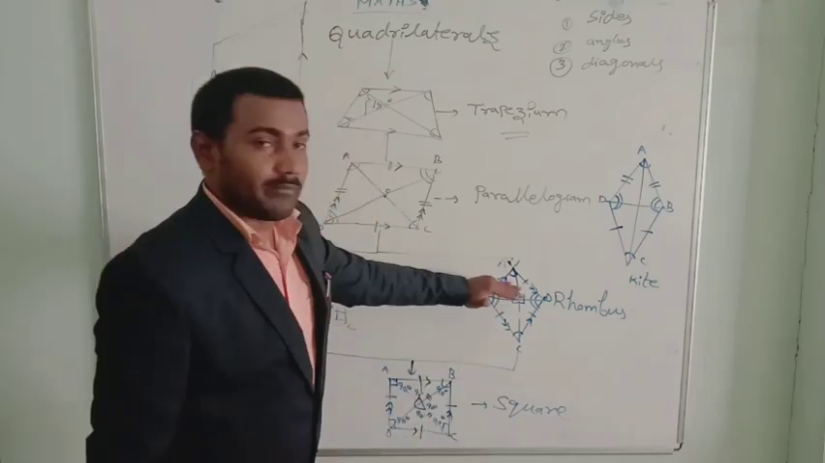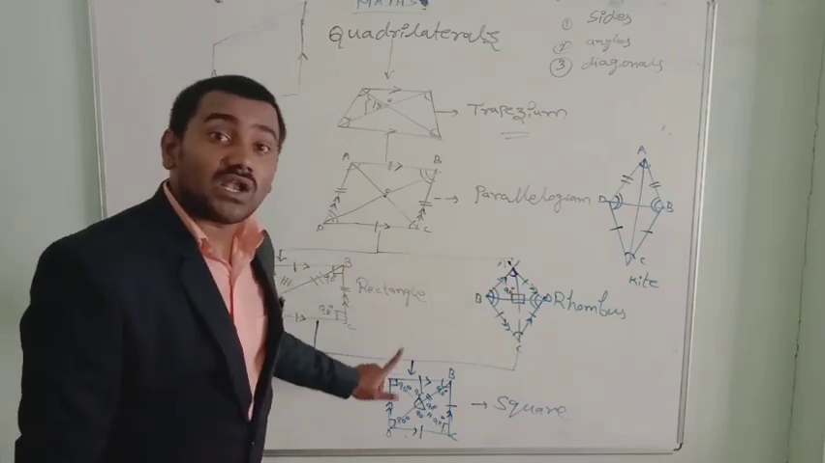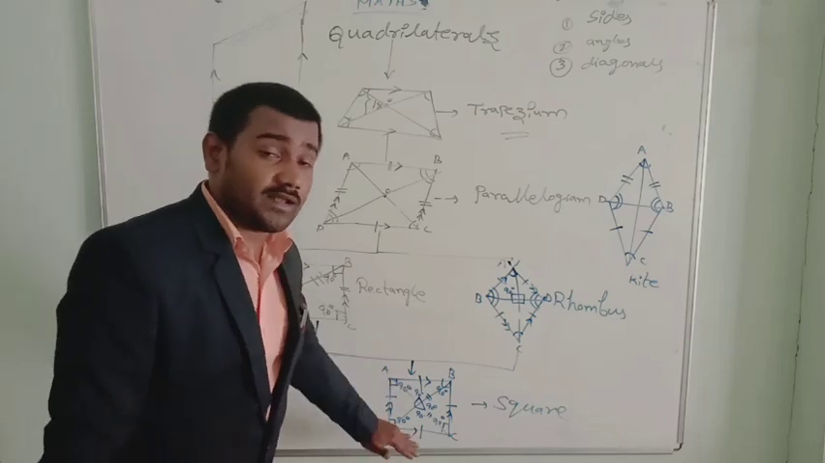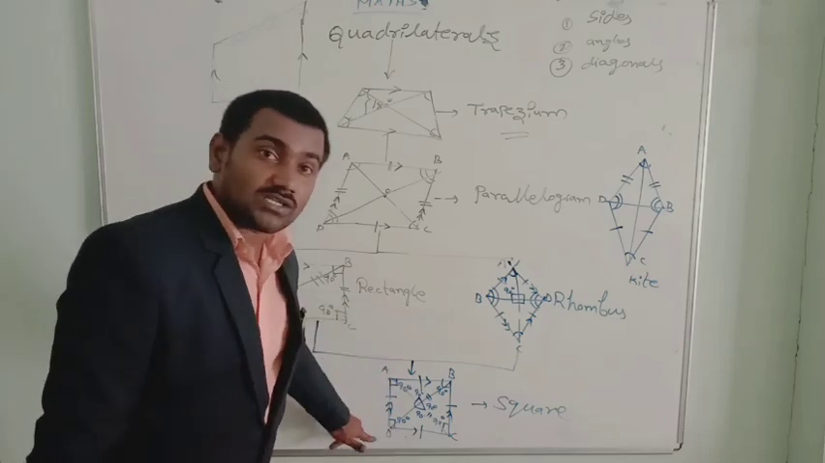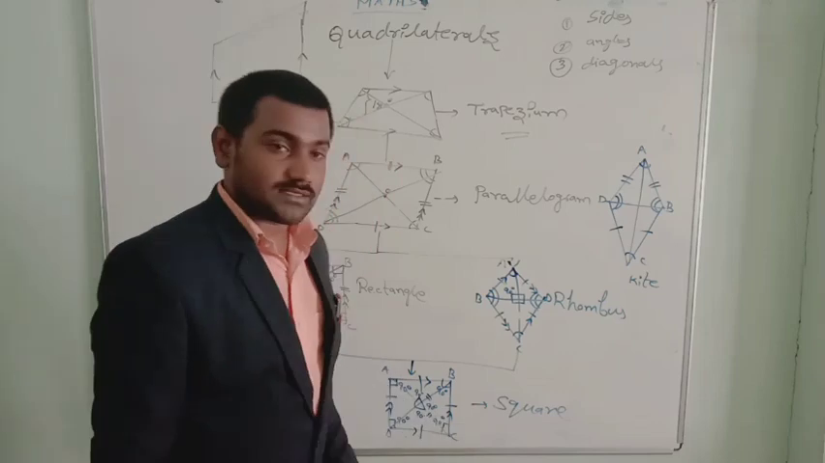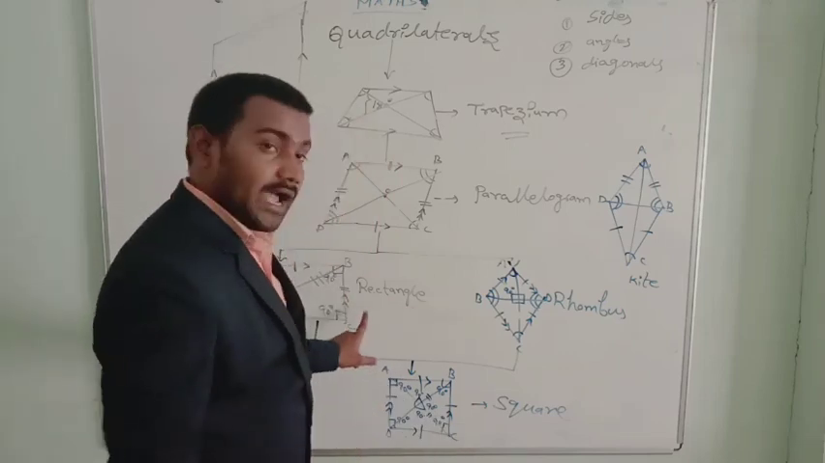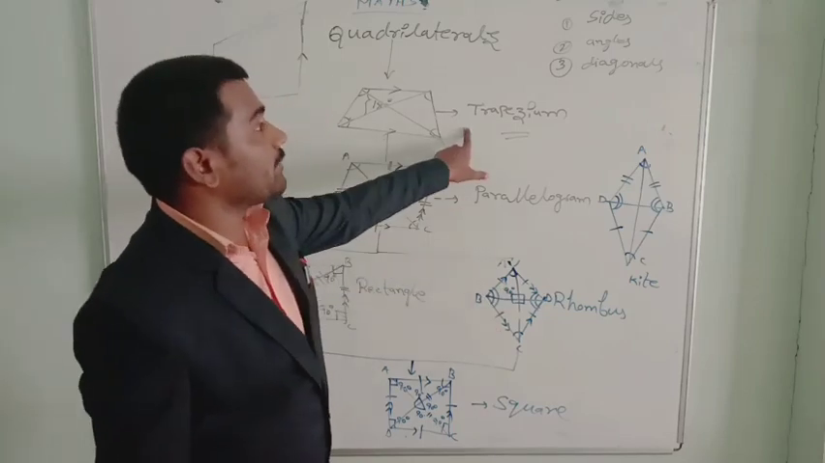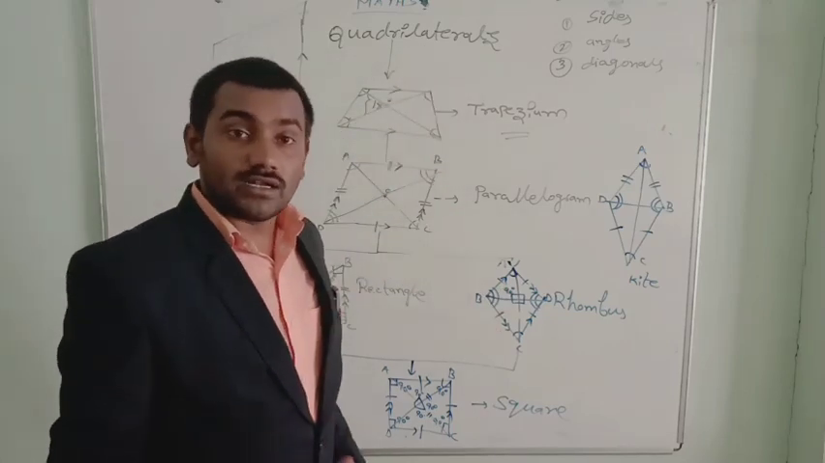All squares are rhombus. But all rectangles are not squares. Some of the rectangles may be squares, but all rectangles are not squares. All rhombus are not squares. And as I told you, all squares are rectangles, rhombus, parallelogram, trapezium. All squares are quadrilaterals also.